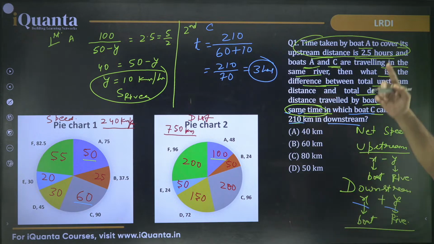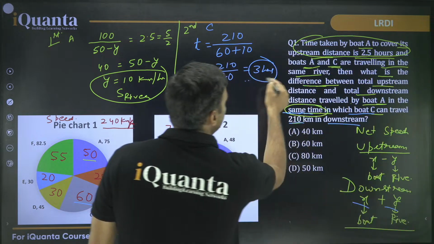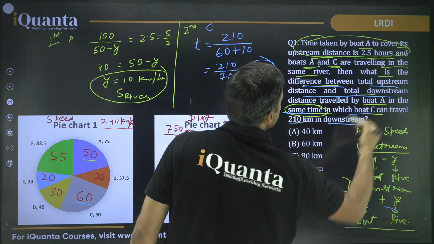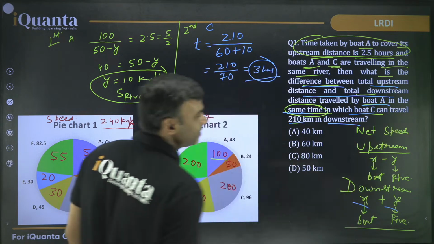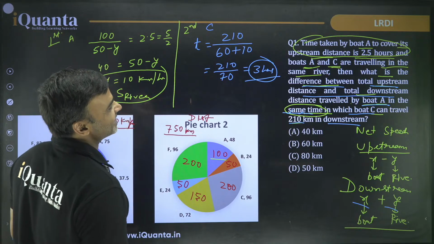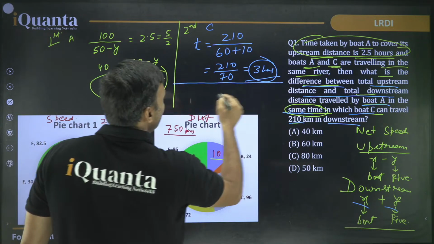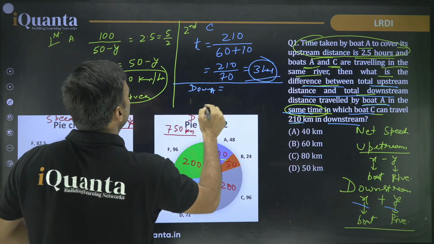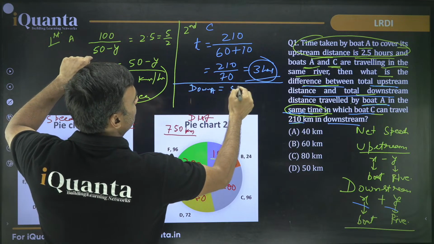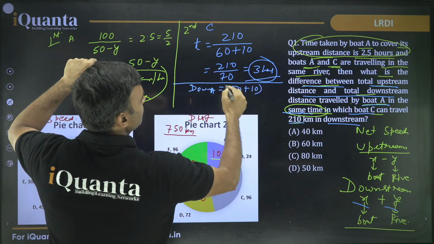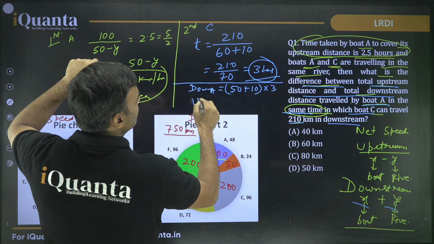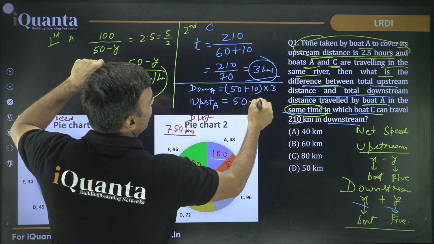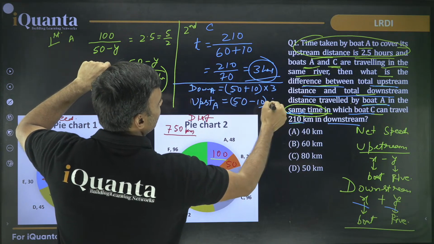Now what is the question saying? The question is saying, in this 3 hours find the difference between the upstream distance and the downstream distance traveled by boat A. Okay, now this is pretty interesting. What is the downstream distance traveled by A? Downstream distance traveled by A will be net speed 50 plus 10 into 3. What is the upstream distance traveled by A? That will be 50 minus 10 into 3.